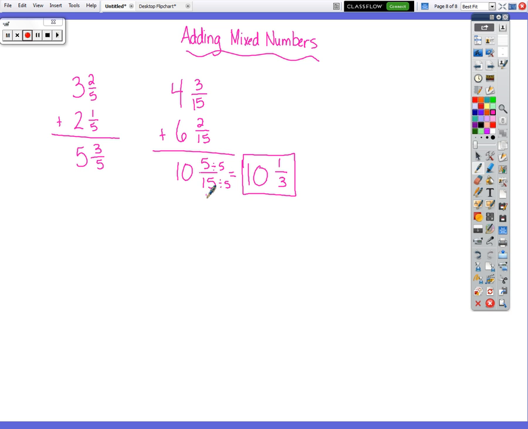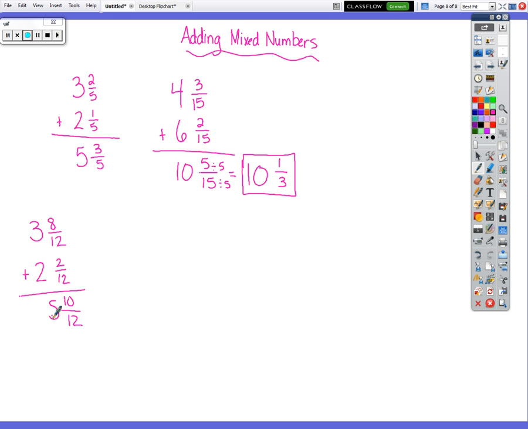Okay, so let's try this one. If I have 3 8/12 plus 2 2/12, I'm going to add my fractions up. 8 plus 2 is 10. The 12 stays the same because the parts are the same. 3 plus 2 is 5. So I have 5 10/12.